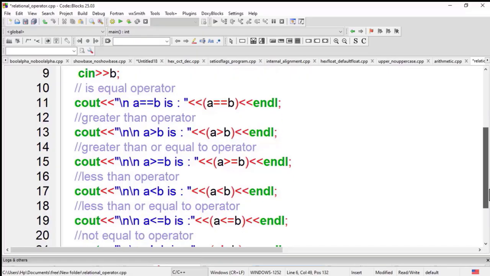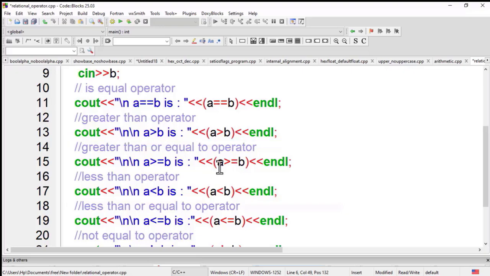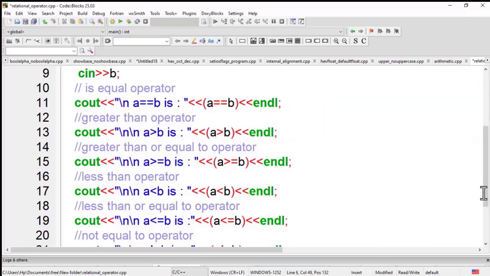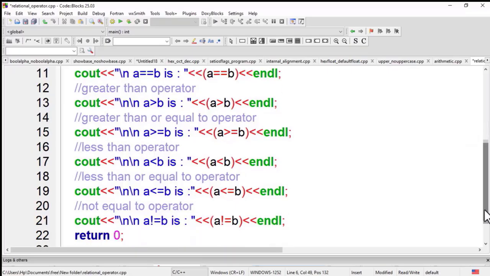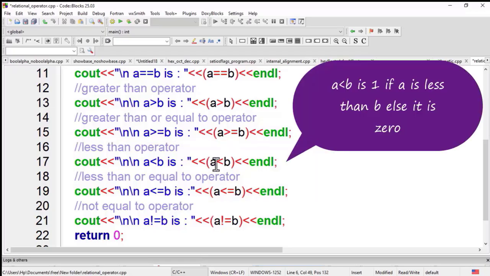The next relational operator is greater than or equal to. a greater than or equal to b is printed as a greater than or equal to b. If the value of a is greater than or equal to b, it returns 1, else it returns 0. The next relational operator is the less than operator. a less than b is printed as a less than b. If the value of a is less than b, then it returns 1, else it returns 0.